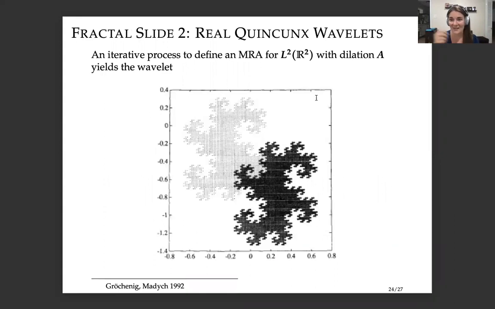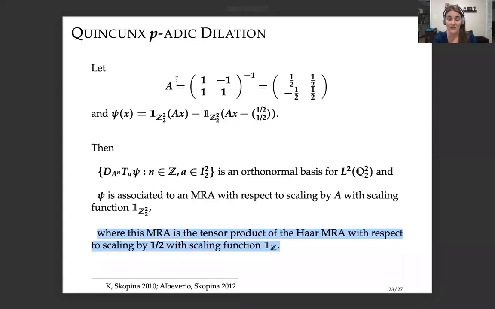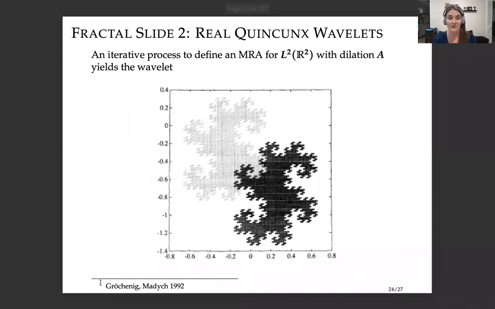And here's my second little fractal slide that I threw in there. If you want to do dilation by Quine-Cook's and shifts by the integer lattice in R2, there's this fun paper from Groening and Marich in 1992, where they build up a multi-resolution analysis structure. And this is a diagram of what the wavelet looks like. So this is a 1 and then a -1, and then everything is 0. So you get this twin dragon is the support.